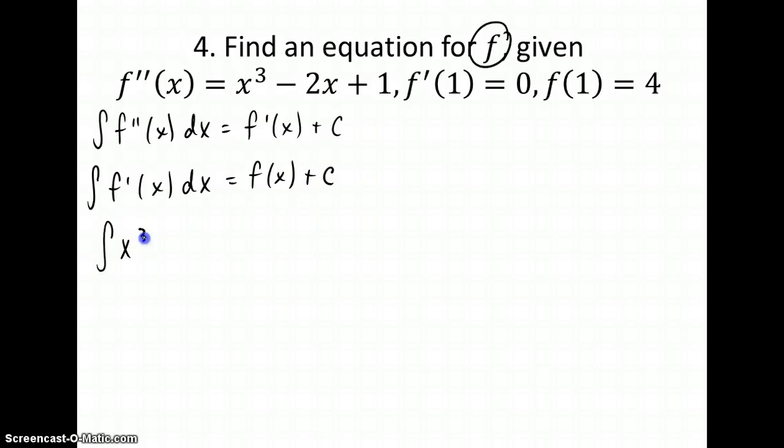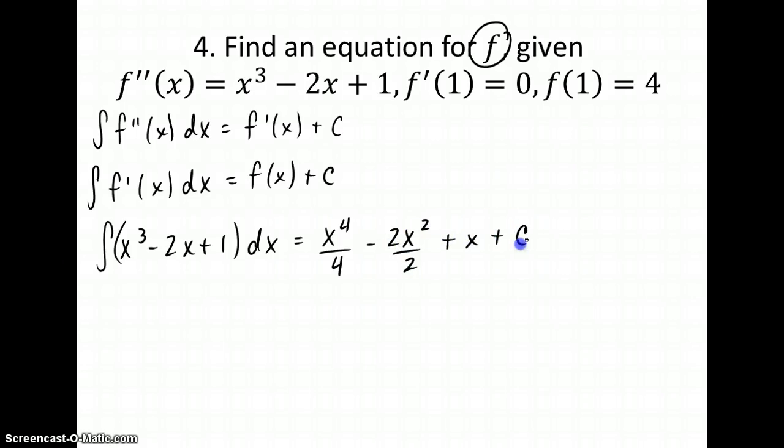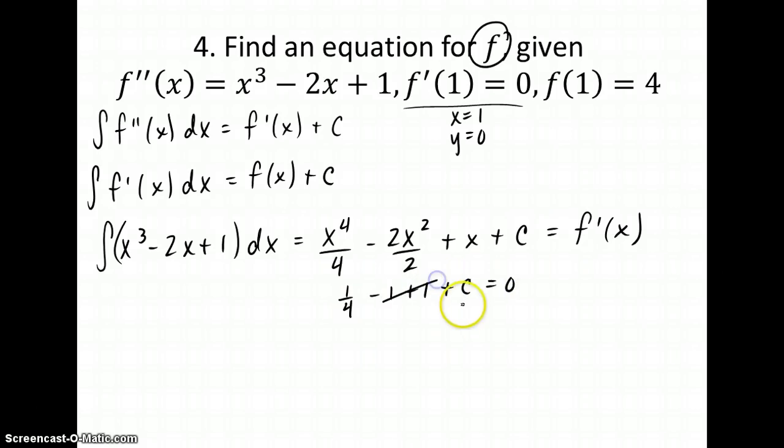So the integral of x cubed minus 2x plus 1, using the power rule, add 1, divide by the new exponent, add 1, divide by the new exponent. So the antiderivative of f double prime would give us f prime. Now let's plug in our information. When x equals 1, f prime equals 0, 1/4 minus 1 plus 1 plus c. So c equals negative 1/4.